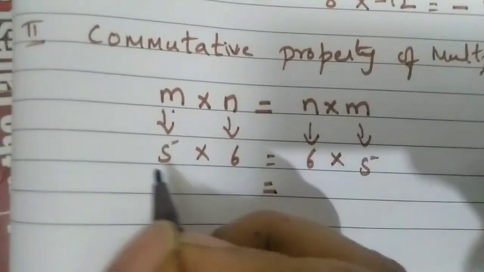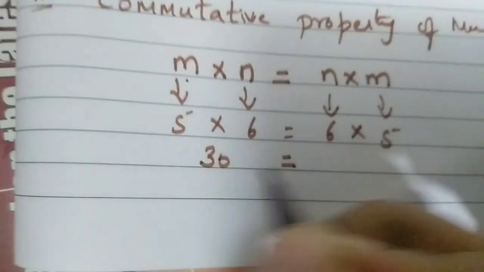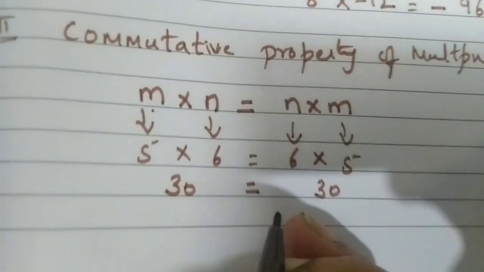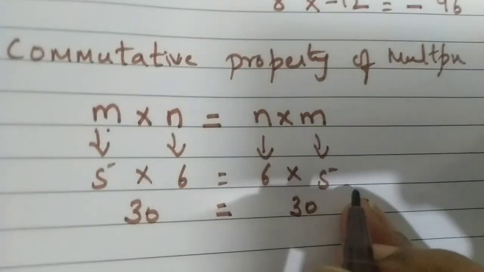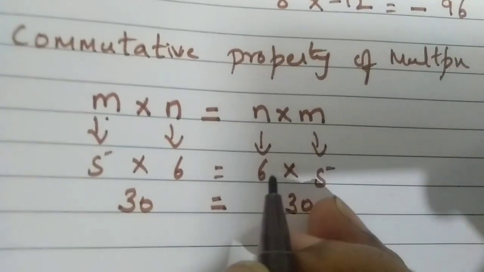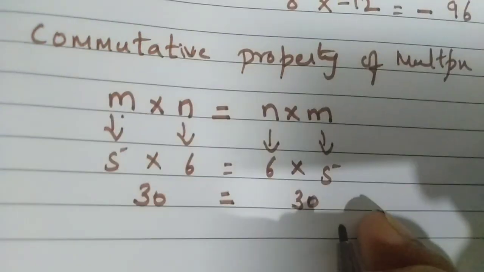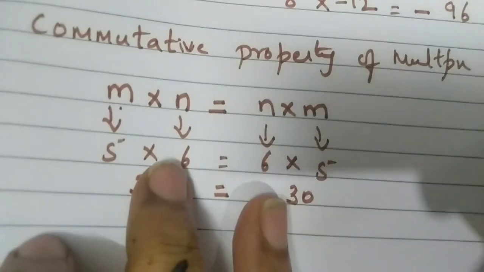Let's check out the result. 5 6s give me 30. 6 5s also give me 30. So 30 equals 30. So the result of two positive integers is also a positive number. Even if I reverse m into n as n into m, I still get the same answer. So this is basically the commutative property of integers.